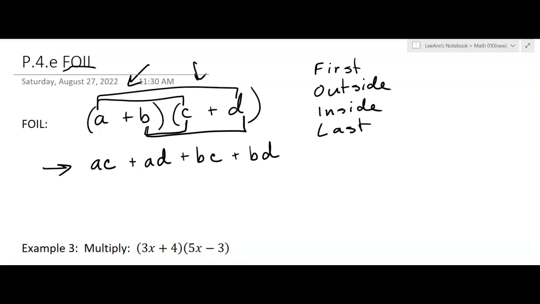Now, after that, you have to combine any like terms that you might have. And a lot of times there are like terms. Sometimes there's not. It just depends on what they give you. But that's one way to keep track of how you're going to multiply.